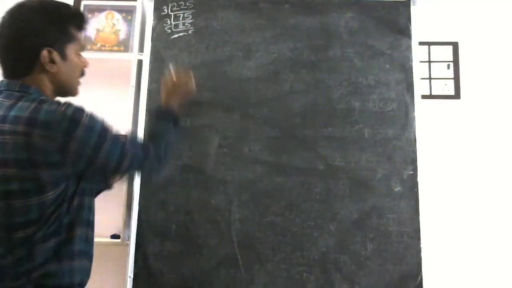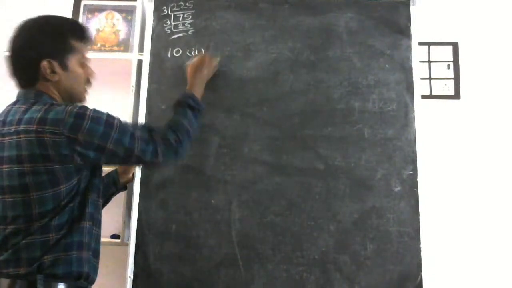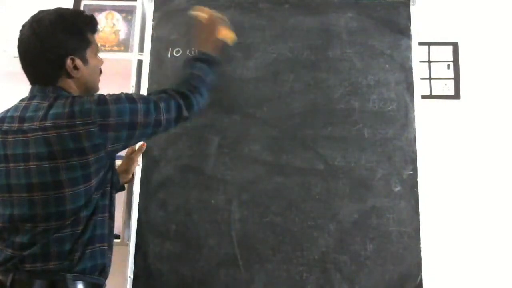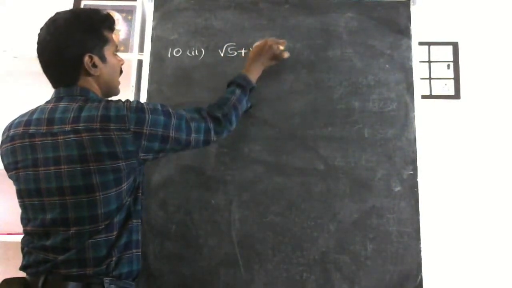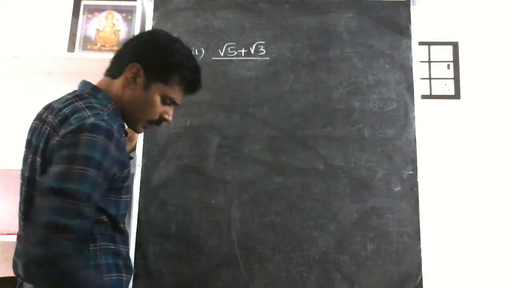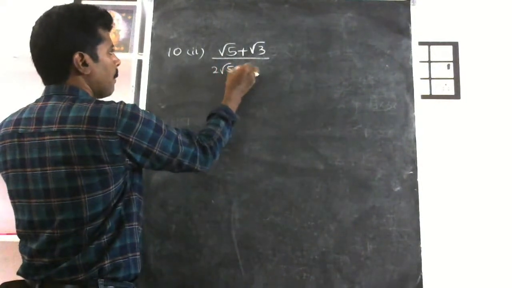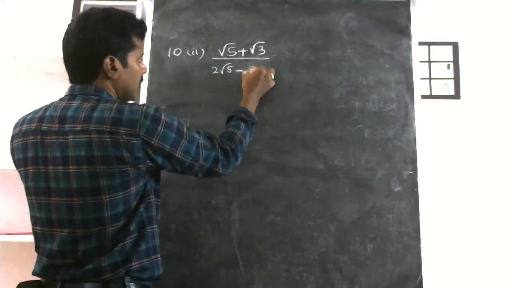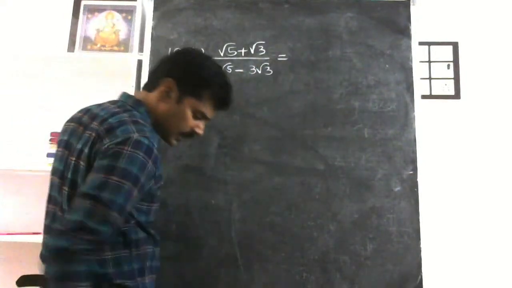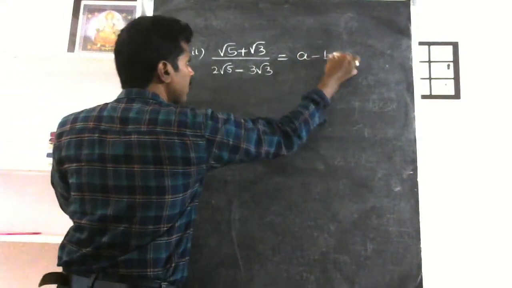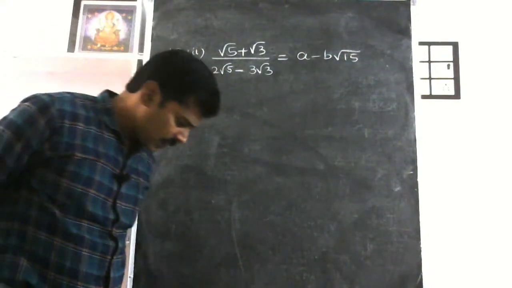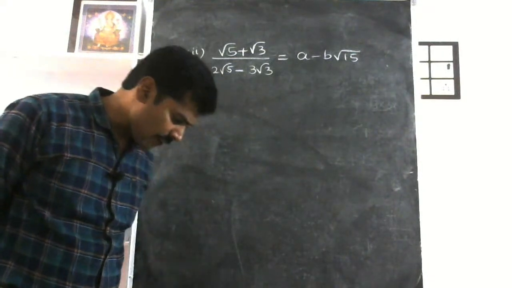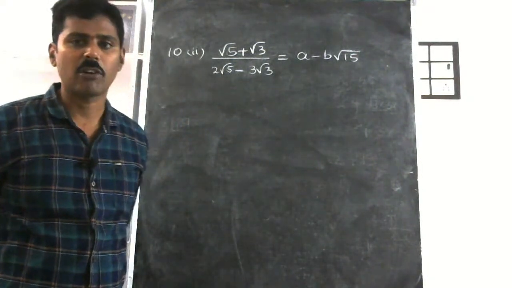So I will explain problem number 2 in the 10th Roman, second problem itself. In the second problem, what they have given is (root 5 plus root 3) divided by (2 root 5 minus 3 root 3) equals a minus b root 15. And they are asking: if a and b are rational numbers, find the values of a and b in each of the following.